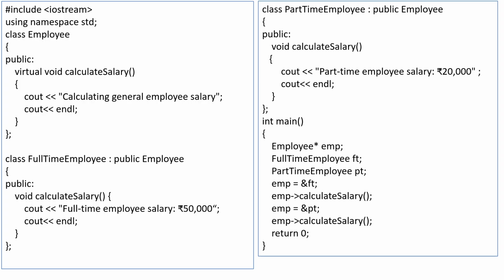Here we have an Employee class with a virtual function calculateSalary. Derived classes are FullTimeEmployee and PartTimeEmployee. Each class calculates salary differently. Using a base class pointer, we can dynamically call the correct function. This is a common use case in payroll systems.